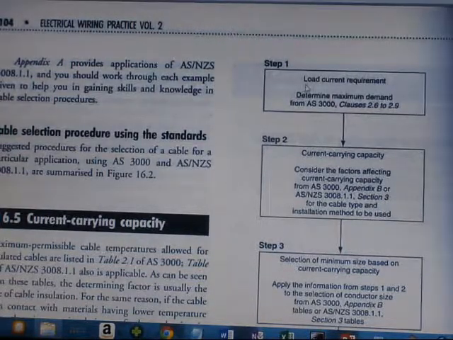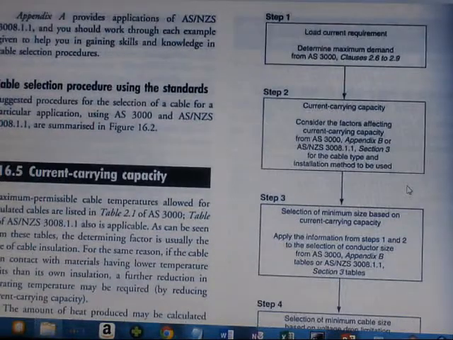Firstly, we have to find out the load current requirement. What will be the load current requirement? We have to find out the total maximum demand, and then we determine the current carrying capacity. Consider the factors affecting the current carrying capacity, for which we utilize the AS3000 and AS3008 standards.